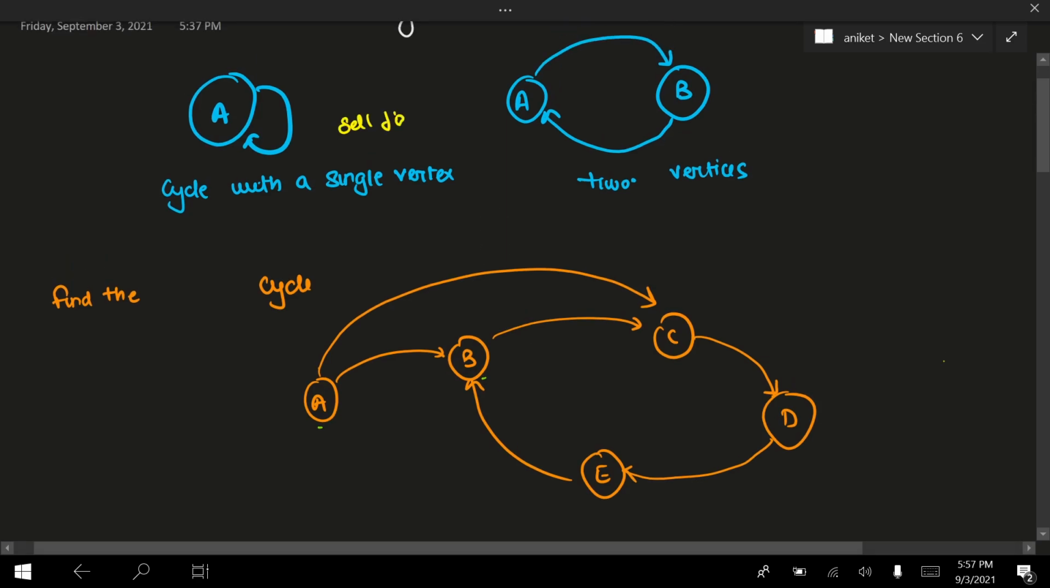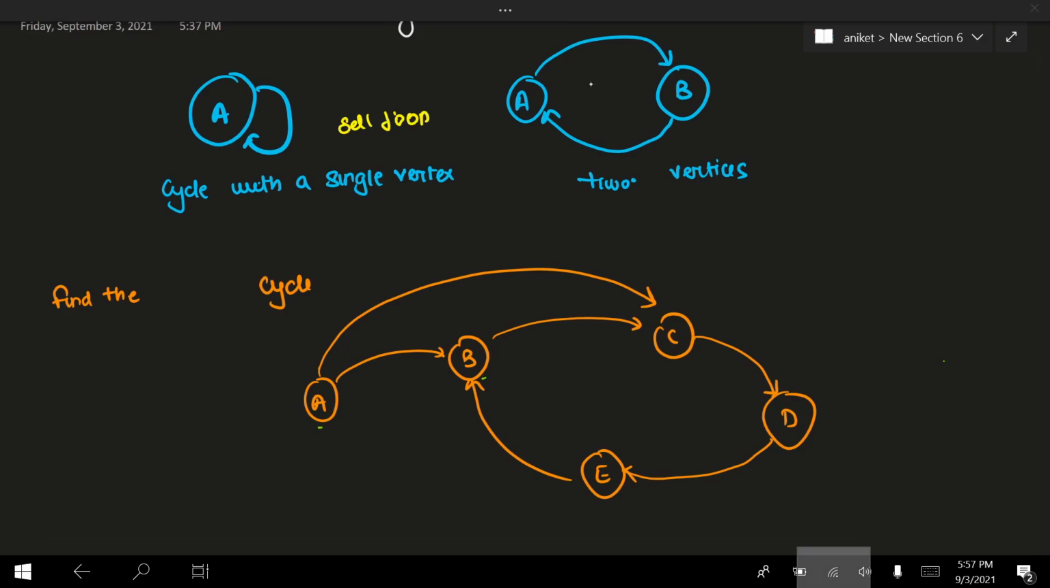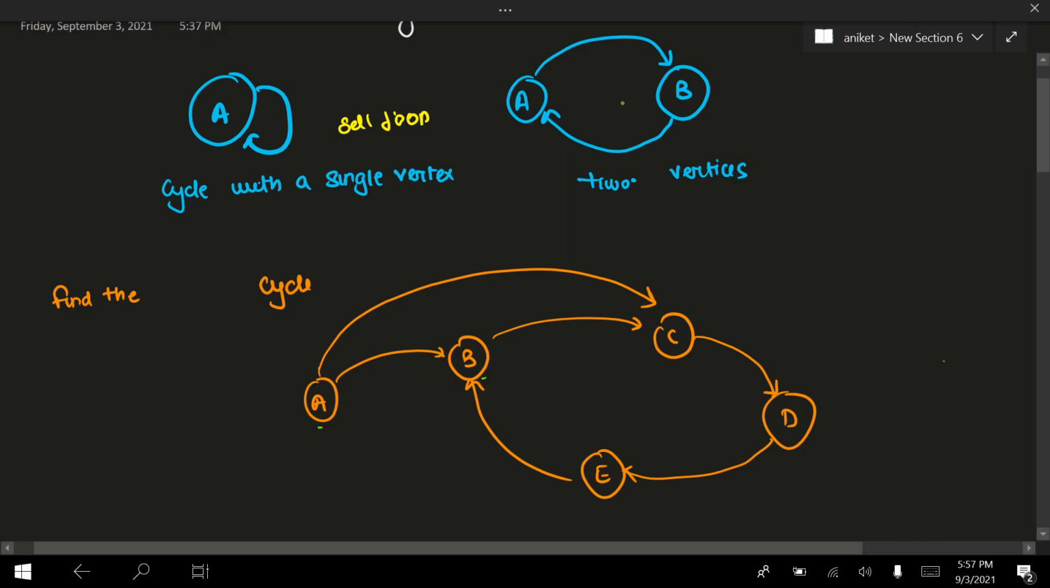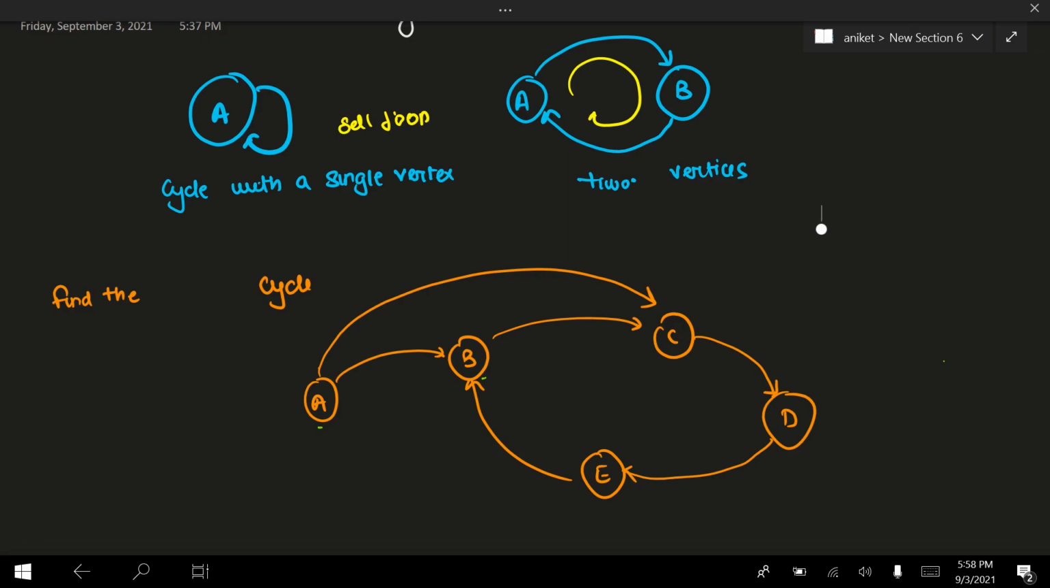Suppose I have another example over here, A and B. A is pointing to B, B is pointing back to A. So this is a directed graph, and it contains a cycle. You can clearly see a cycle: A points to B, B points back to A. So we are going in a loop, and wherever we are going in a loop, we can definitely say that we are in a cycle.